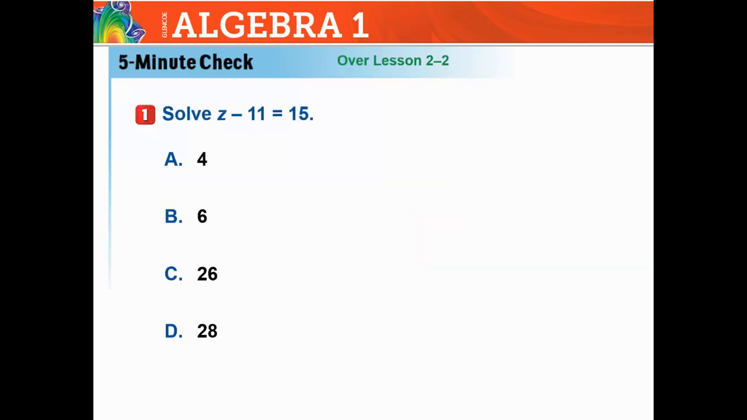So while we do the checks, what I want you to do is pause the video and check your work after you have attempted the problem. So for this one, we have z minus 11 equals 15. Pause the video, attempt the problem. When you've attempted the problem, we can now see, okay, we need to get rid of the negative 11.